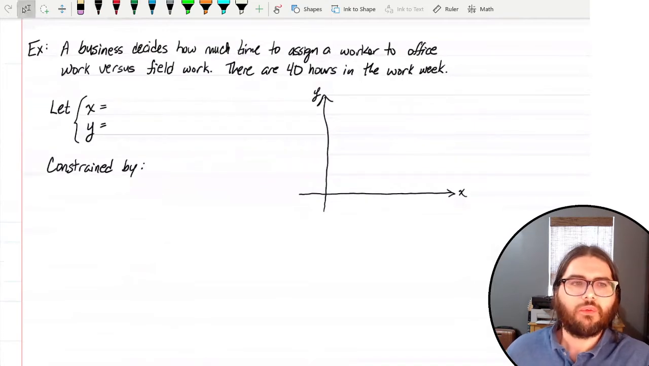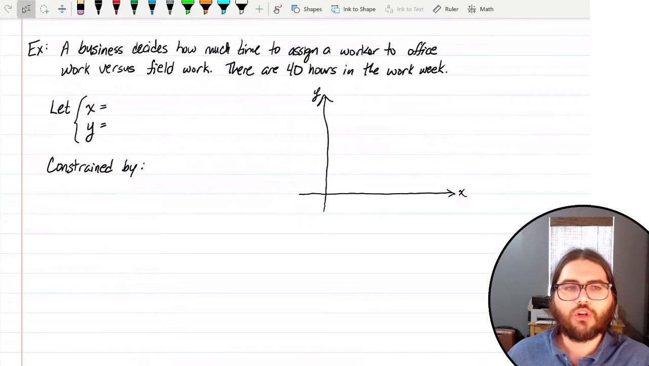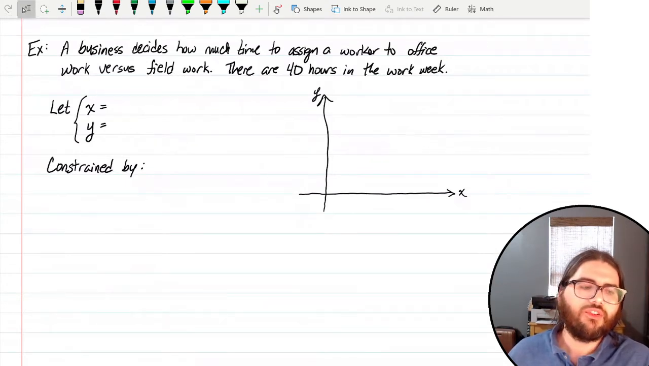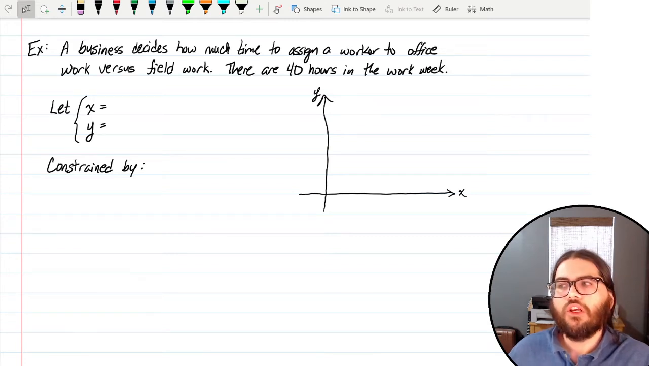Here's a short example. A business decides how much time to assign one of its workers to office work versus field work. Maybe this is a biology lab. And so you spend part of your time writing your reports and part of the time actually going out into the field to collect samples. Okay, maybe this is some other kind of sales job, where you're working on your contracts behind the desk versus going out and meeting contacts out in the field. Not that crazy of a reality.